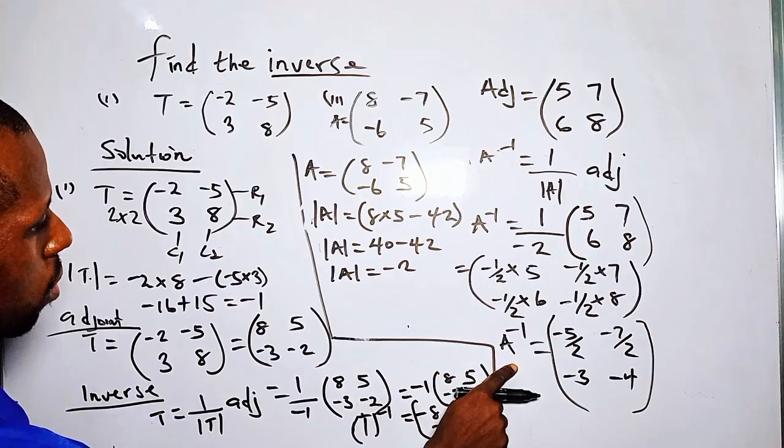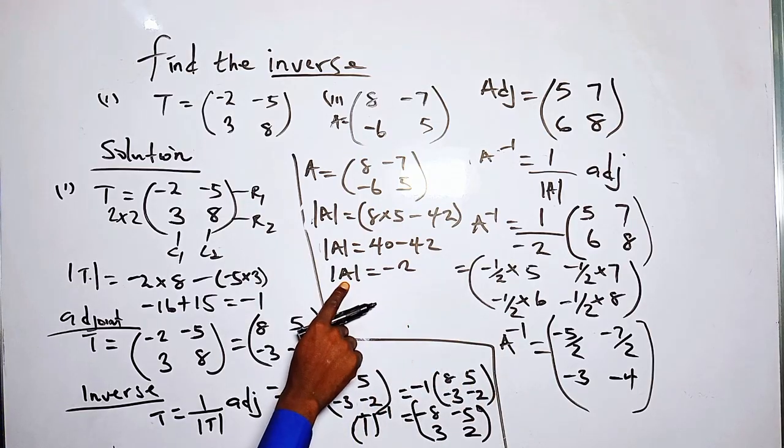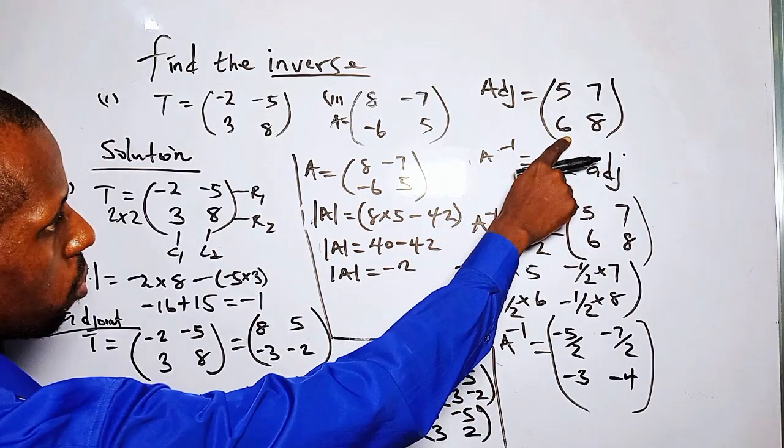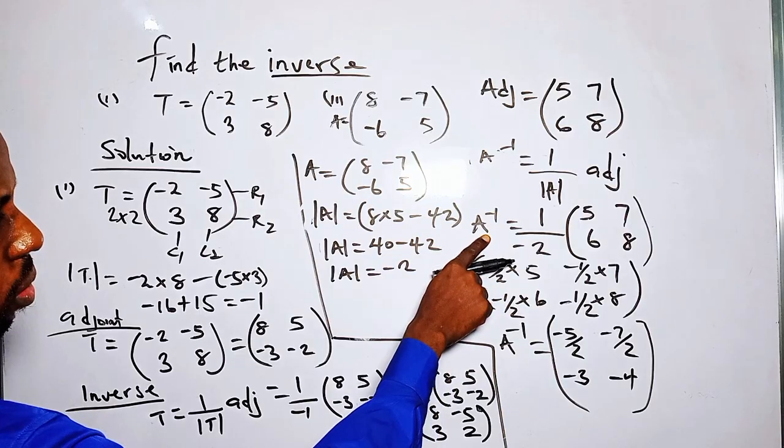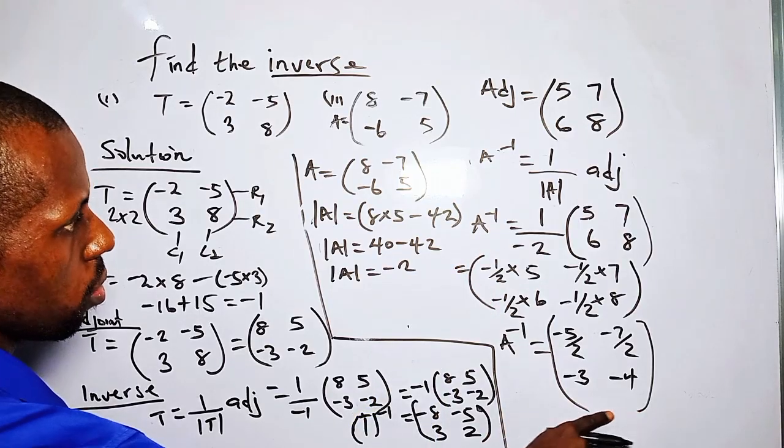So we do that by getting the determinant, we look for the adjoint, and we determine the inverse, which is this.